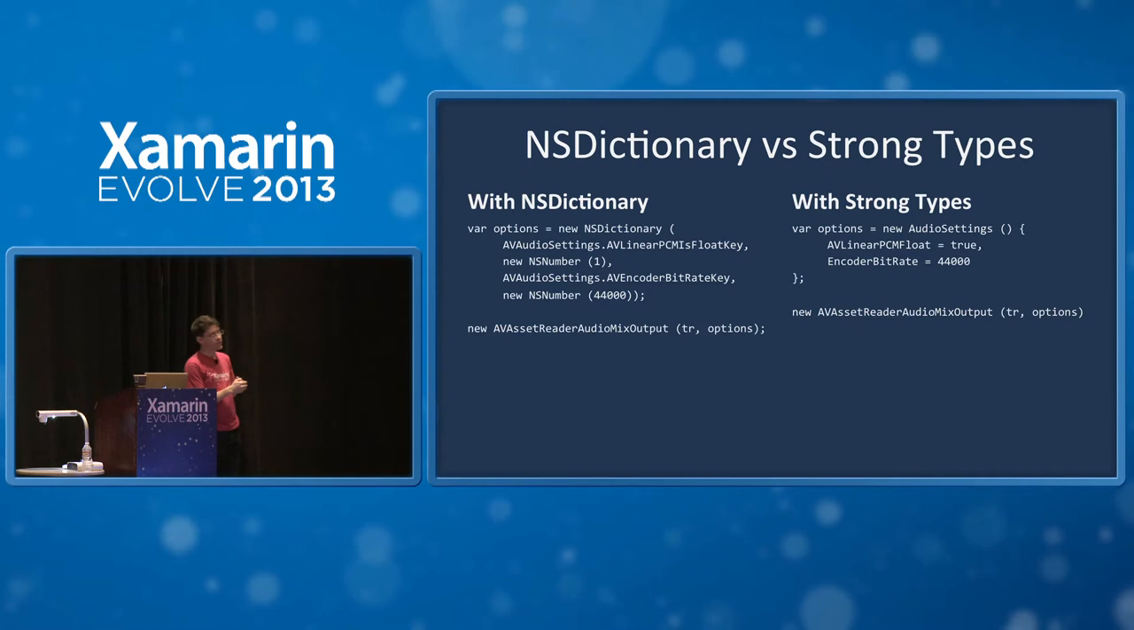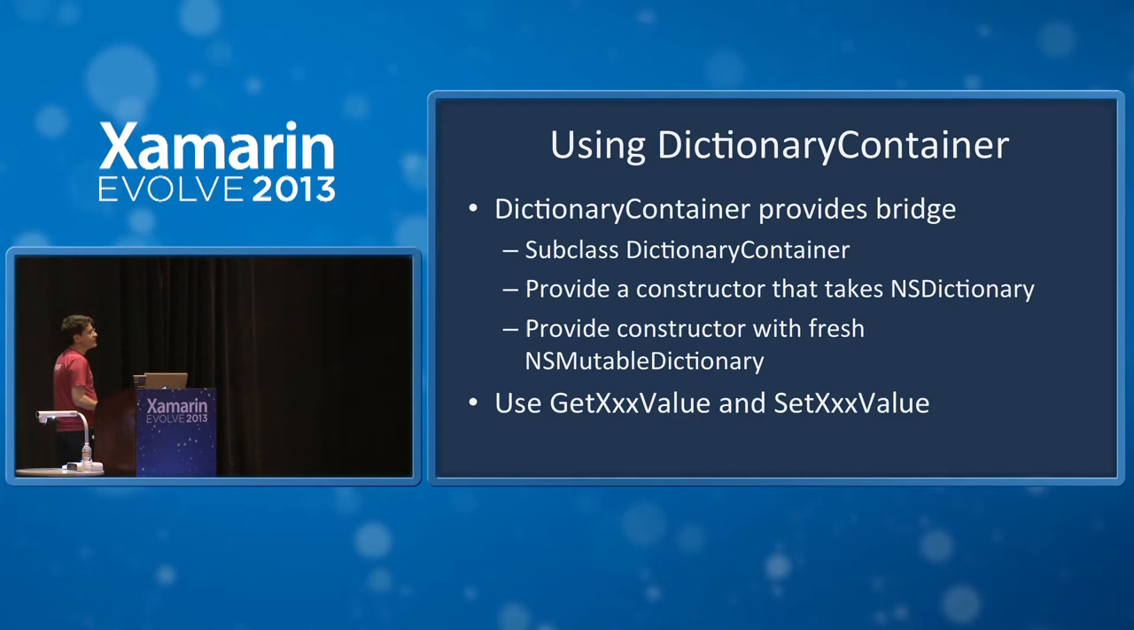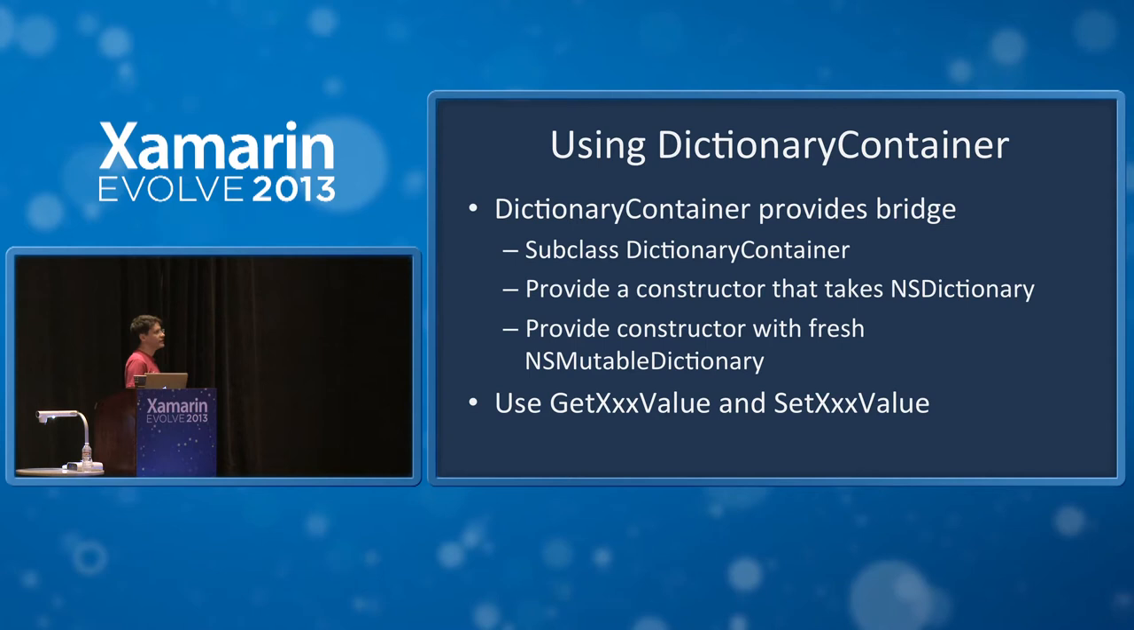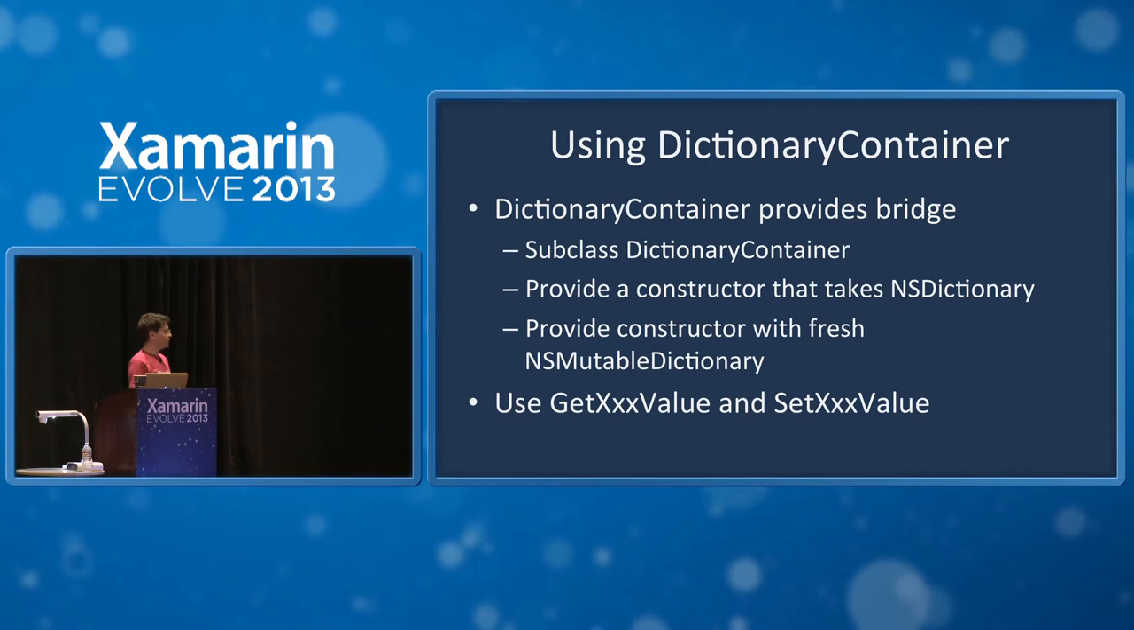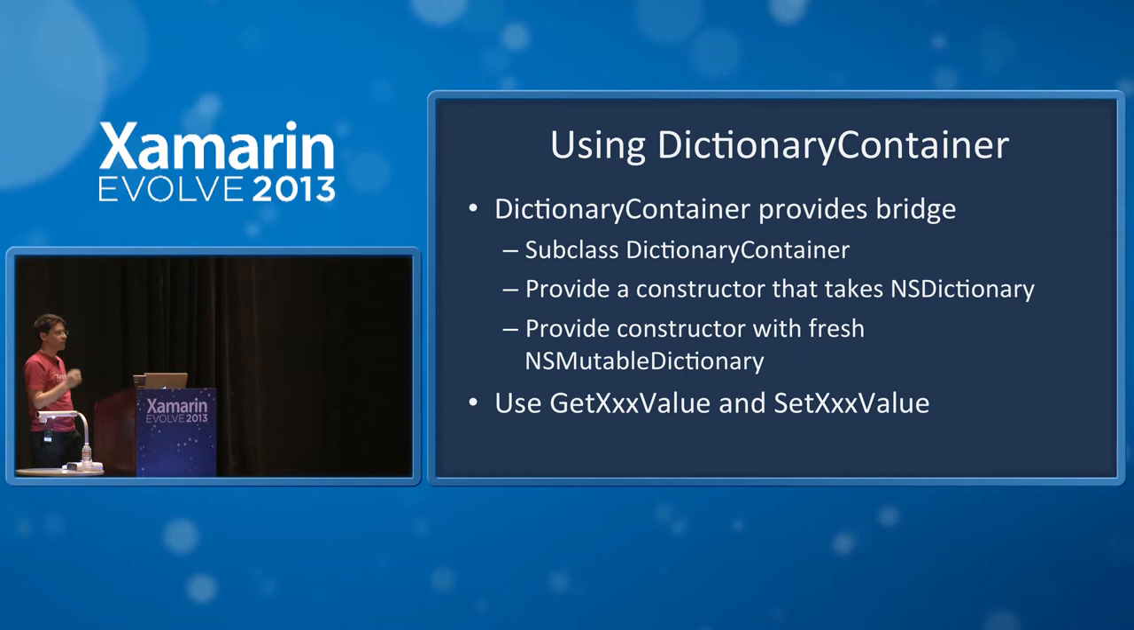So the way that you create these things in a simple way is that you use a dictionary container. It's a class in Xamarin Monotouch. All you have to do is subclass the dictionary container class. You need to provide two constructors. One constructor takes an NS dictionary, and another constructor takes an NS mutable dictionary, and you chain back to the base class. Then you use these convenience methods, get XXX value and set XXX value. There's a whole collection for every possible data type. And this is what you do.